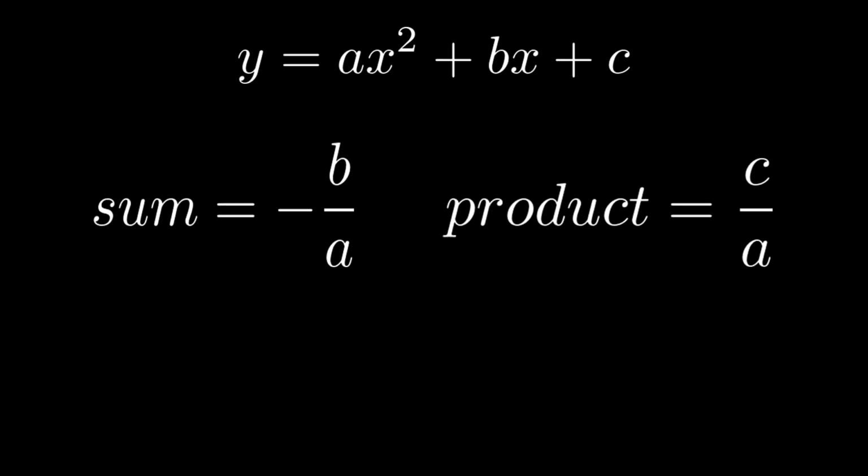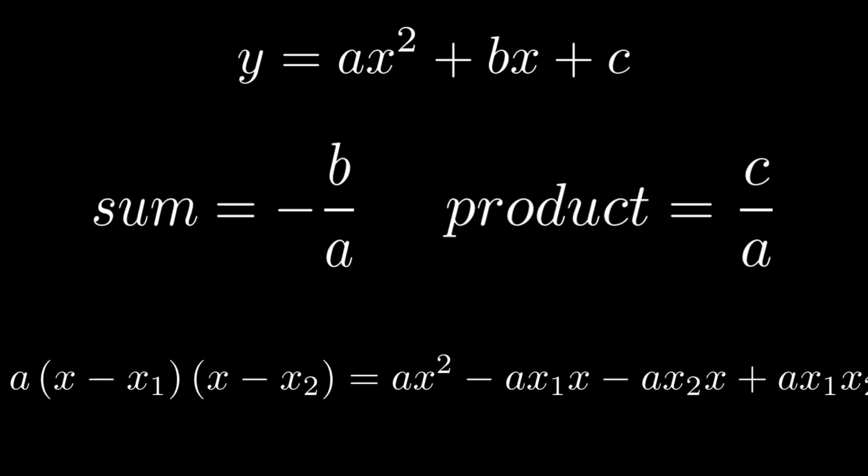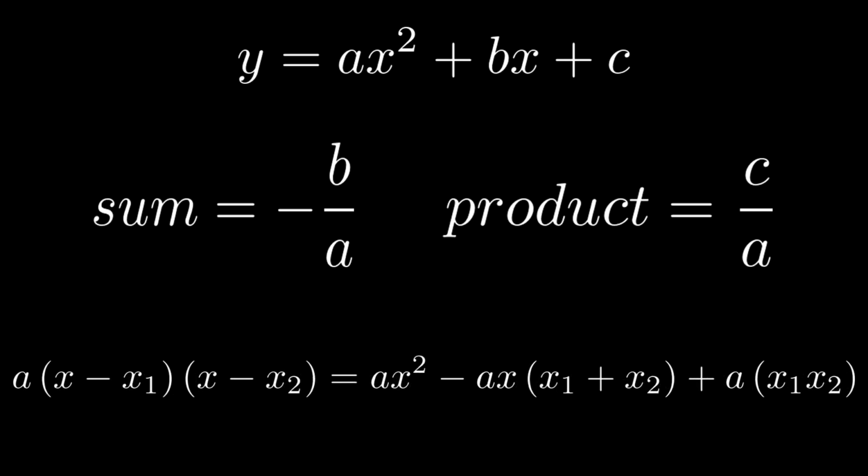If we write p of x as a times x minus root 1 times x minus root 2, we can expand out all of the terms. If we pull out negative ax, the second term has a coefficient that's negative a times the sum of the roots, and the third term has a coefficient that's a times the product of the roots.